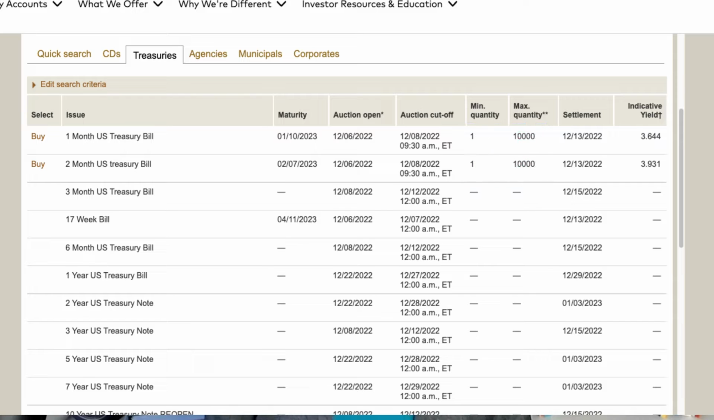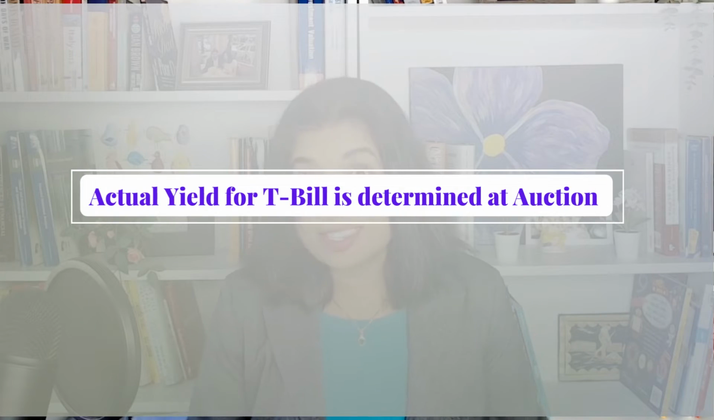And finally on the screen, you can see the indicative yield of 3.931. This is just an estimate of the yield and not an actual yield. The estimate is based off the most recently issued security of similar maturity currently trading on the secondary market. The actual yield is determined when the auction takes place.